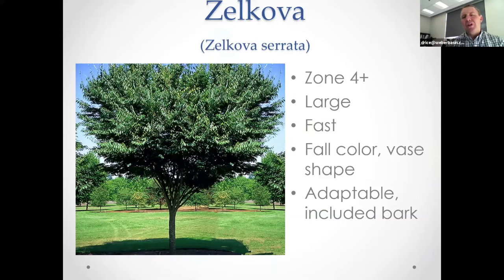They're a vase-shaped tree, very adaptable, very tolerant. Again, though, because of the vase shape, they can get a little bit of included bark, meaning the bark grows together in the joints. But if you like the vase shape, they have some pretty decent yellow to orange fall color. So overall, a pretty good tree.